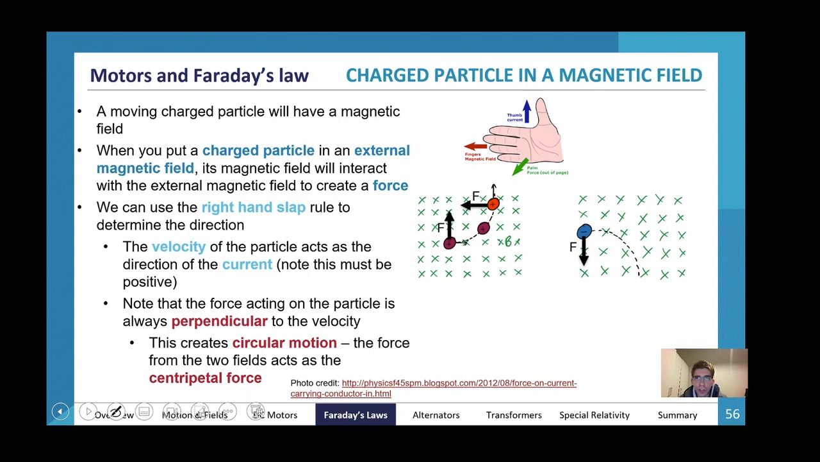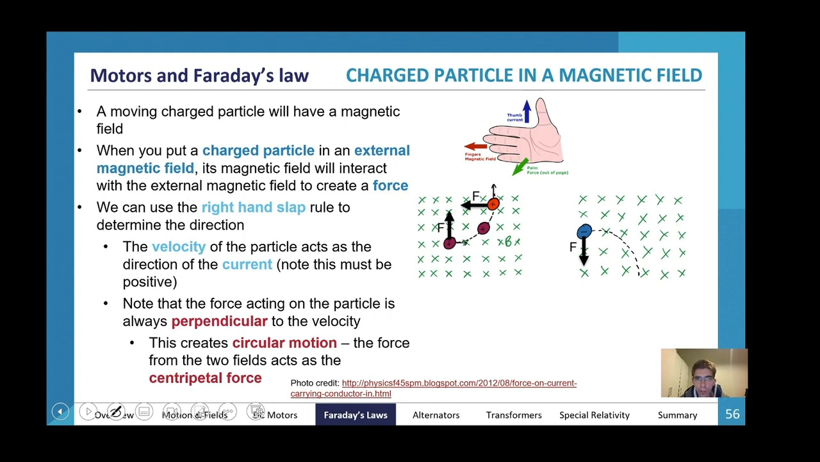Now let's look at charged particles in a magnetic field. A moving charged particle will have a magnetic field. When you put a charged particle in an external magnetic field, its magnetic field will interact with the external magnetic field to create a force. We can use the right-hand slap rule to determine the direction in which the charged particle will move.